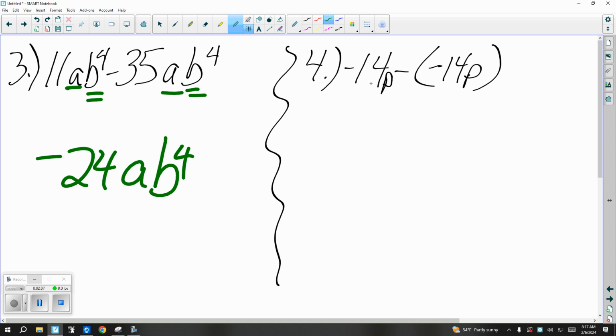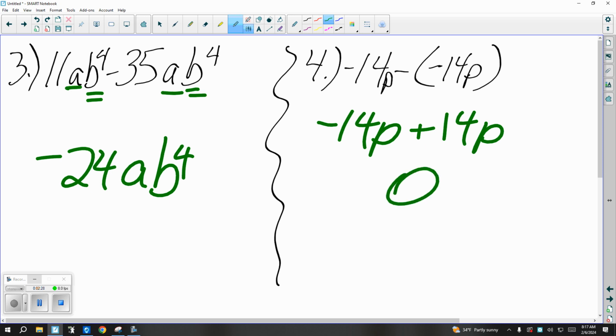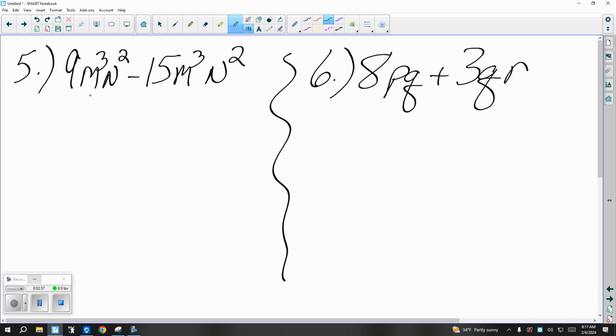Okay, I forgot that letter P there earlier, so I know it looks lame, but it's -14P plus 14P, because two negatives back to back make a positive or a plus. And so this answer is just 0. You could write 0P, but really it's just officially 0. Okay, that one's done. Number 5, does this match that? Yeah. Does this match that? Yeah, let's do it. 9 minus 15 is -6 M to the 3rd, n squared. I promise it's just that easy.